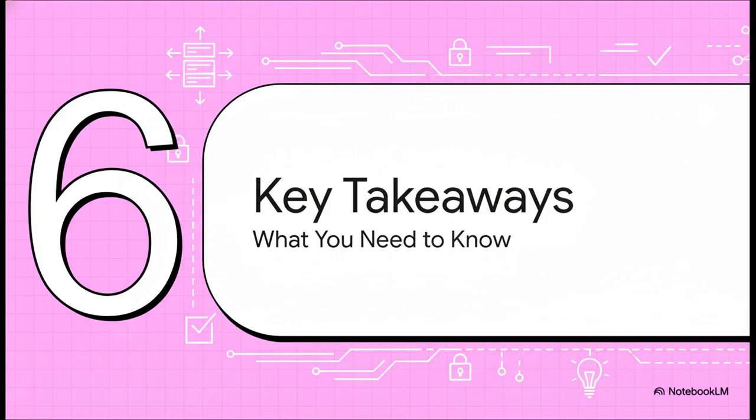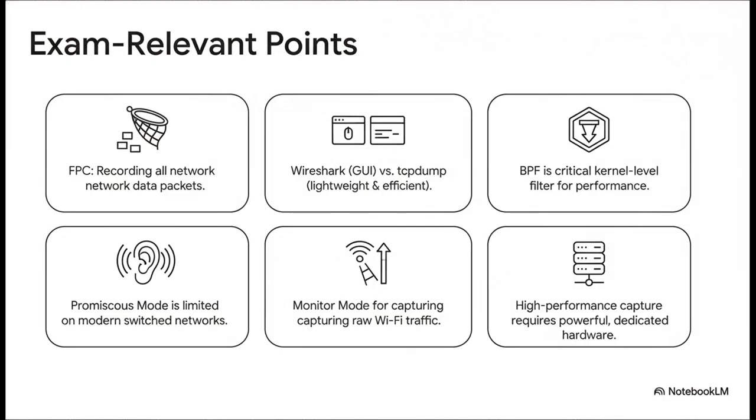Okay, deep breath. We have covered a ton of ground. Now let's boil it all down into the most important need-to-know points. Think of this as your personal cheat sheet for acing any test on this stuff. So let's lock this in. Full packet capture, or FPC, means recording everything. Wireshark is your tool for deep analysis. tcpdump is for raw speed. BPF is your secret weapon, that essential filter at the kernel level that makes it all manageable. And remember the big limitation of promiscuous mode on switched networks, and know that monitor mode is its cousin for the Wi-Fi world. And finally, don't forget, serious packet capture requires serious, dedicated hardware.